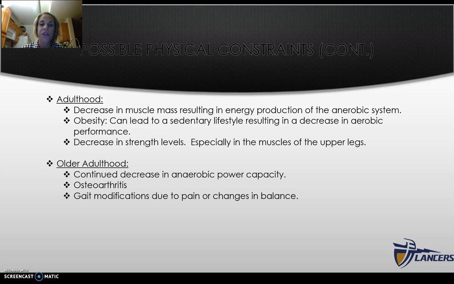More possible physical constraints during adulthood. So a decrease in muscle mass resulting in energy production of the anaerobic system. Obesity. This can lead to a sedentary lifestyle, resulting in a decrease in aerobic performance. And then this goes into strength levels. So there can be a decrease in strength levels, especially in the muscles of the upper legs. So the obesity kind of can lead into that. And then going into older adulthood, continued decrease in anaerobic power capacity, osteoarthritis, and then gait modifications due to pain or changes in balance.